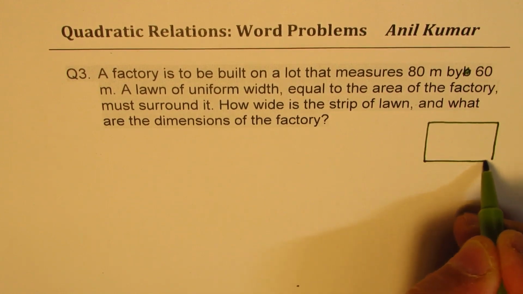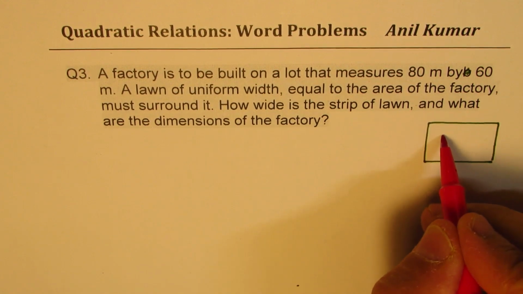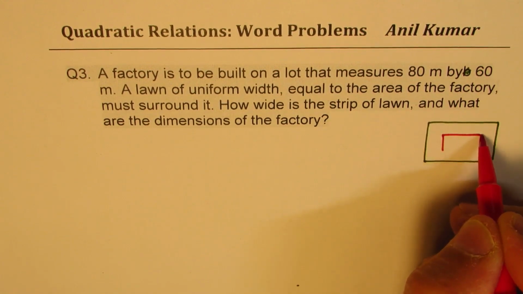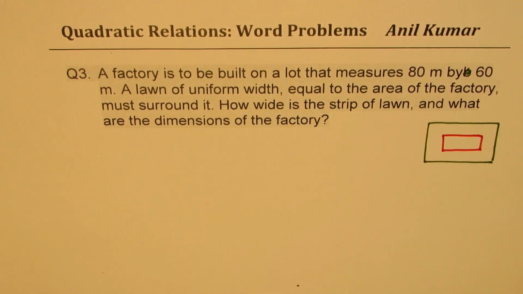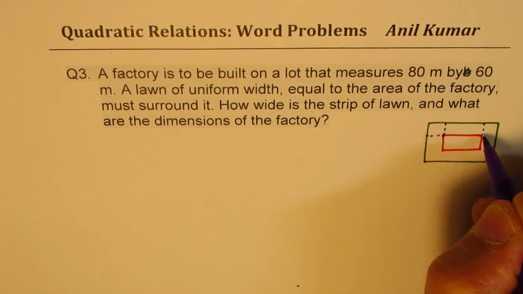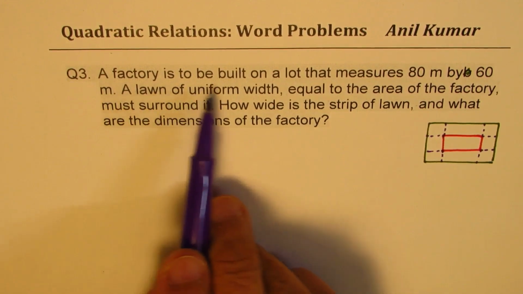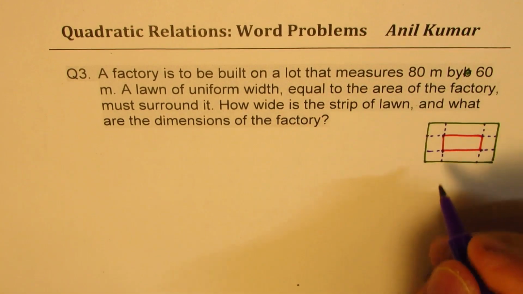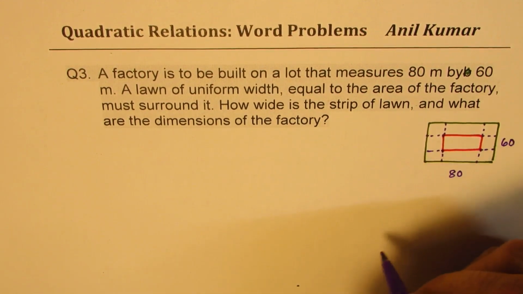Let's say this is our lot, which is 80 by 60, and we have a factory right there in the center. So what we are doing here is leaving a lawn on the sides. The area of this lawn is the same as the area of the factory. That is given to us. Correct? So it says a factory is to be built on a lot that is 80 by 60. So let's say this is 80, all the units are in meters, and this is 60.